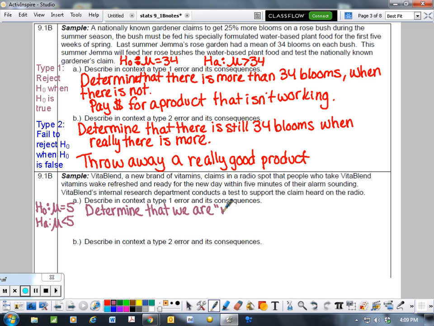So we determine that we are "ready," and that's more like waking up all nice and refreshed and ready to take on the day. So that's why I do the quotation marks. Determine that we are ready in less than 5 minutes. When really we're not. What's a consequence of that? We keep spending money on a product that really isn't working.